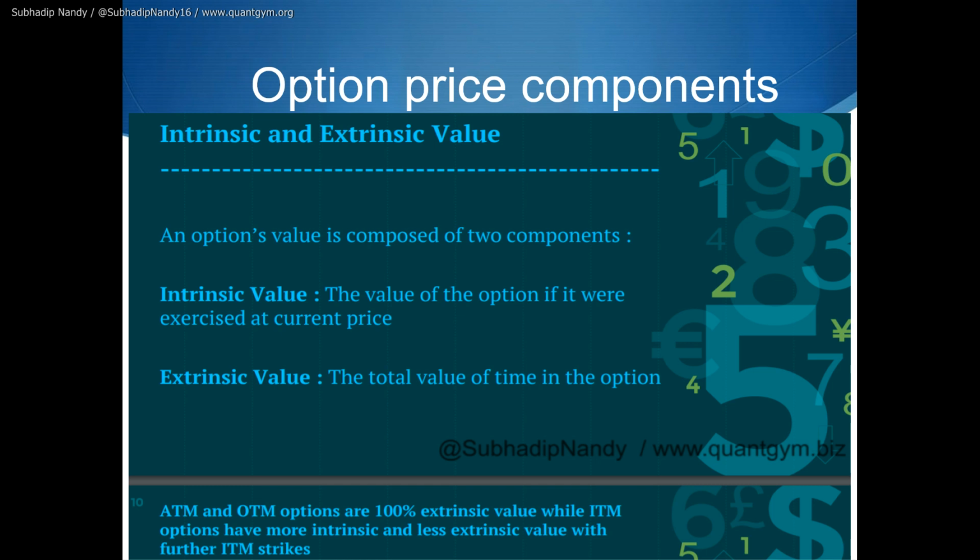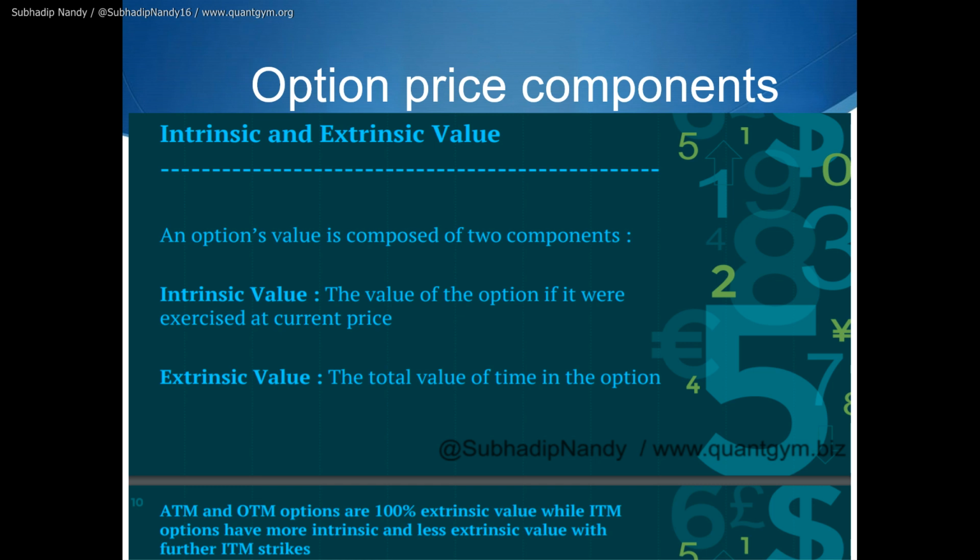Meaning, if expiry is today and the option you're holding, if the expiry happens right now, what would be the value of your option? In the money, what price would remain? That is the intrinsic value. Extrinsic value is the total value of time in the option. That means the option price minus the intrinsic value, whatever is left is the extrinsic value. We also call it the time value.